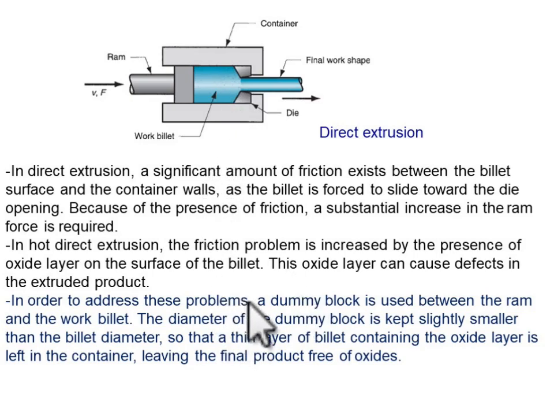So this is what is explained here. In order to address this problem, a dummy block is used between the ram and the work billet. The diameter of the dummy block is kept slightly smaller. I told you it is kept slightly smaller to prevent the oxide layer from coming out from this region. So this is direct extrusion.